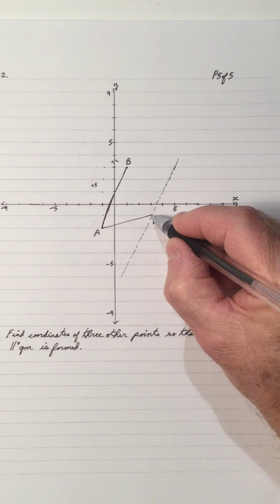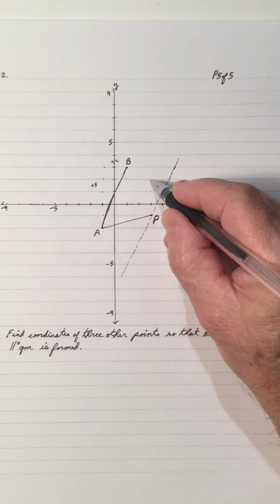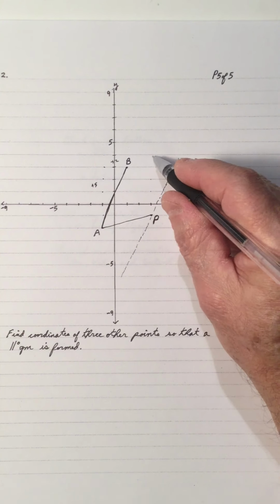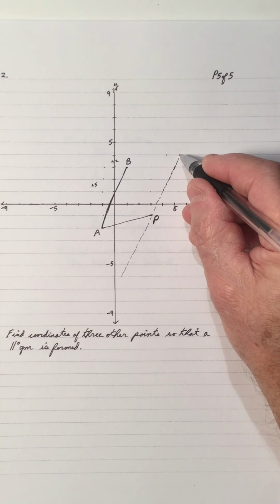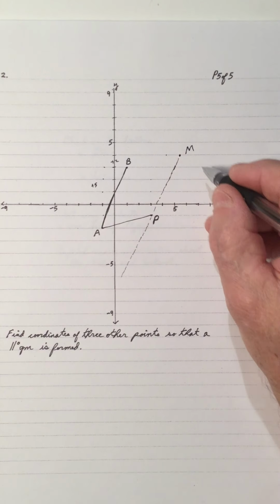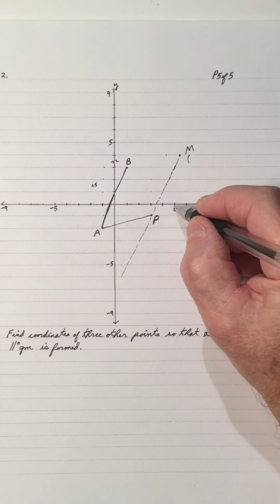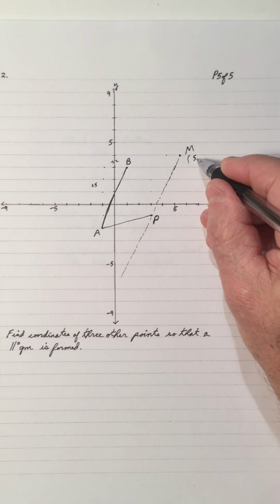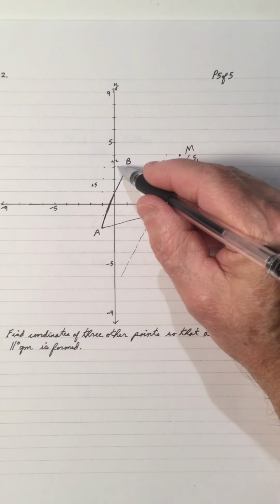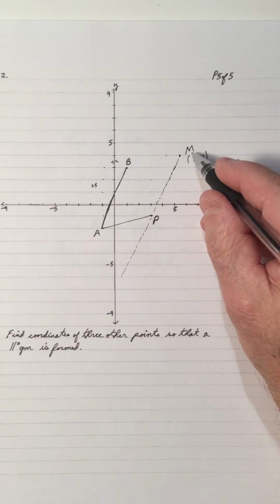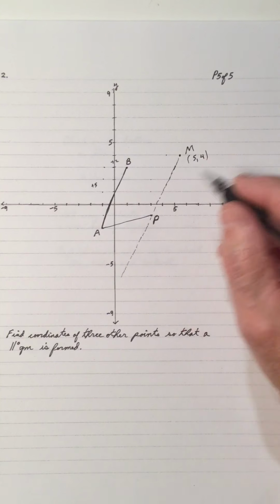So we'll go up 5. 1, 2, 3, 4, 5. And to the right 2, 1. So that's 1 point. Let's call it just M. So that point is 5. And that's 3, that's 4. So 1 point is 5, 4, making it.